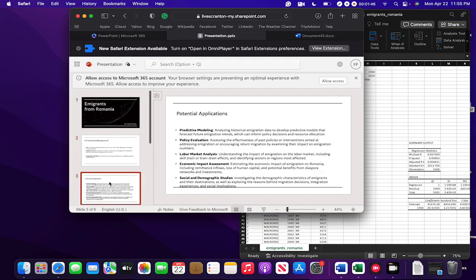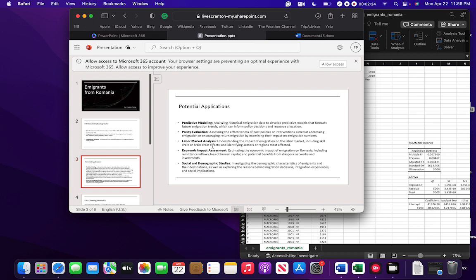Going back to the slides, some potential applications. Predictive modeling: analyzing historical immigration data to develop predictive models that forecast future immigration trends, which can inform policy decisions and resource allocation. Policy evaluation: assessing the effectiveness of past policies or interventions aimed at addressing immigration or encouraging return migration by examining their impact on immigration numbers.